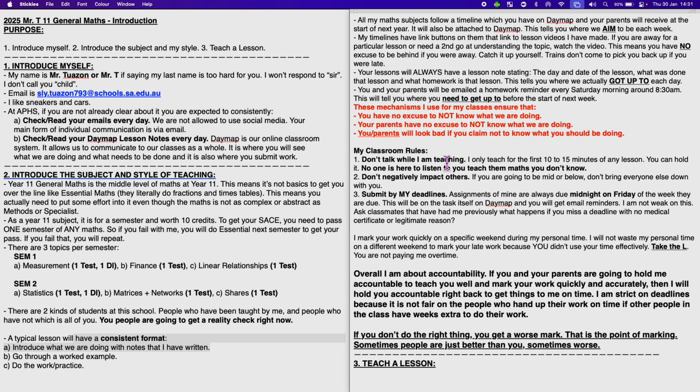You're already doing one. Don't talk while I'm teaching. I only teach for the first 10 to 15 minutes, except for today. You can hold it in. No one's here to listen to you teach the maths that you don't know. Number 2, don't negatively impact others. If you're going to be mid or below, don't bring everyone else down with you. And 3, submit by my deadline.